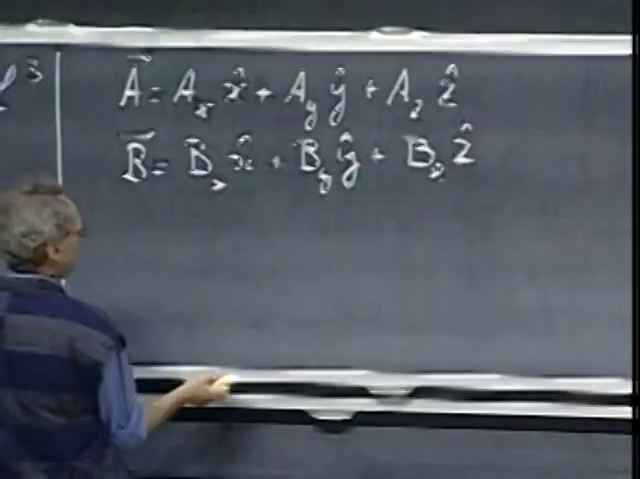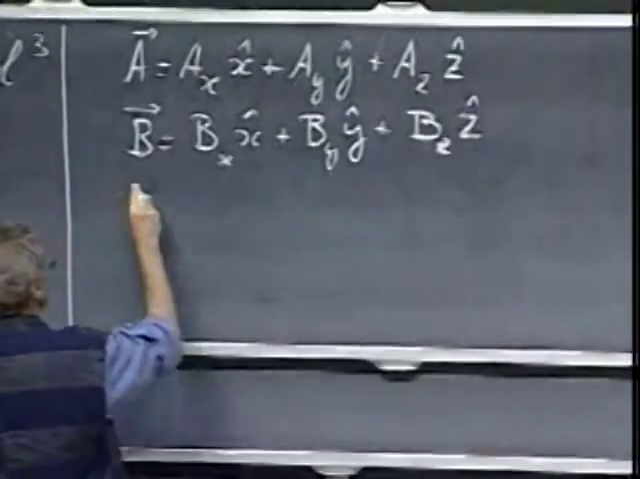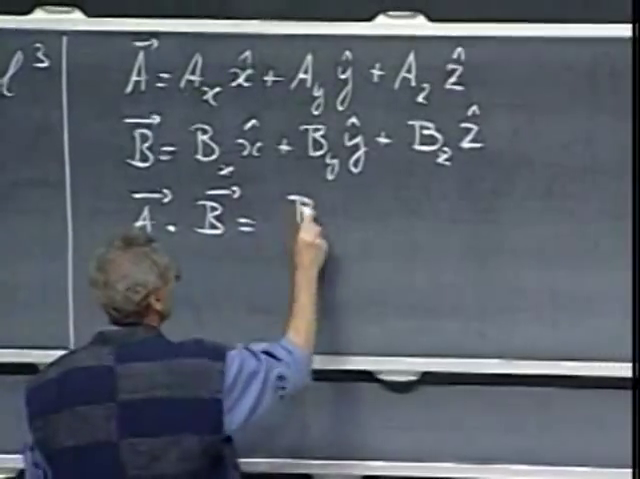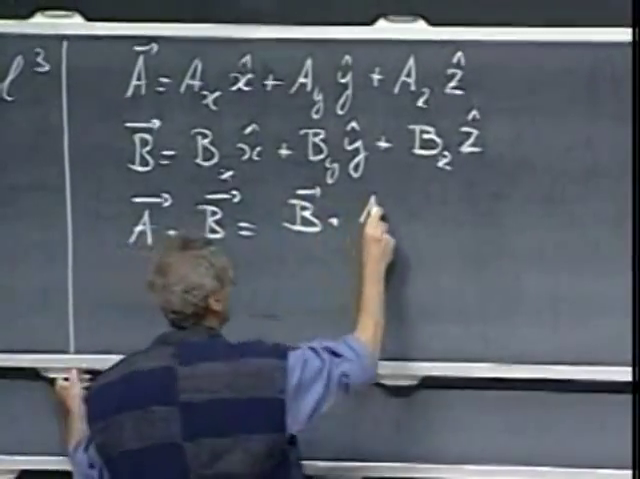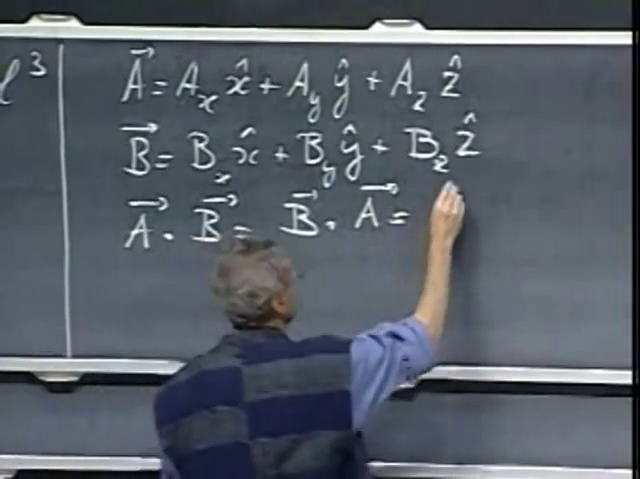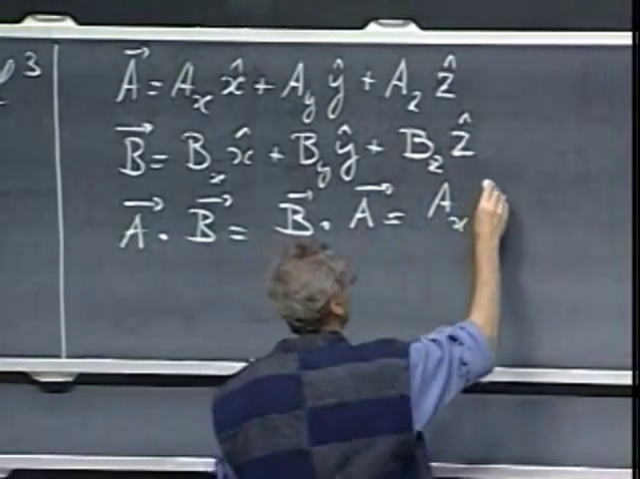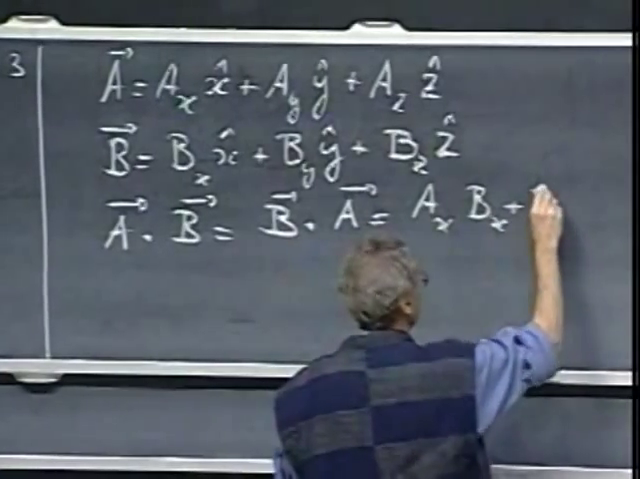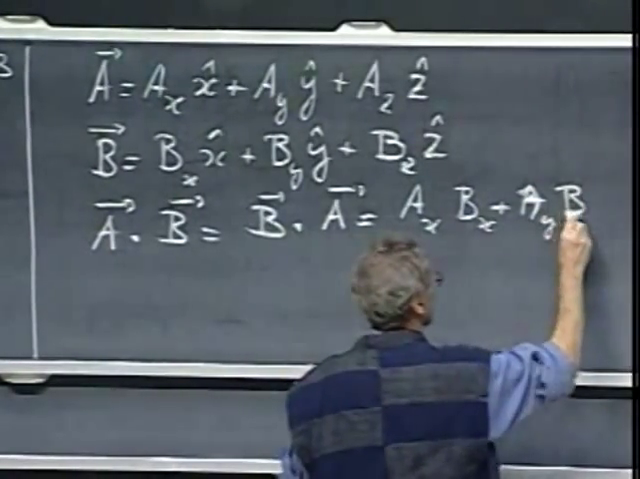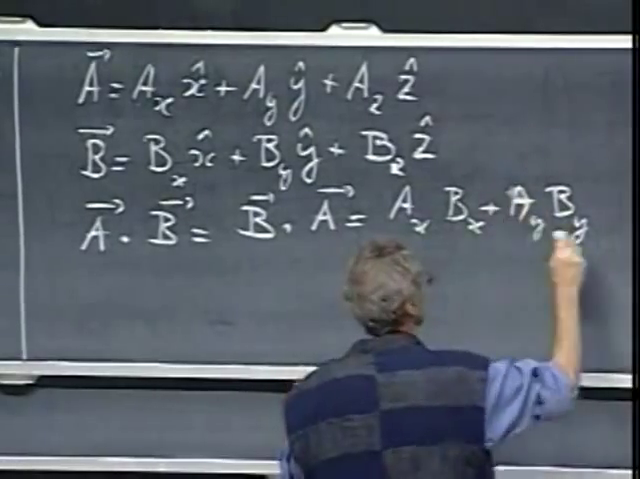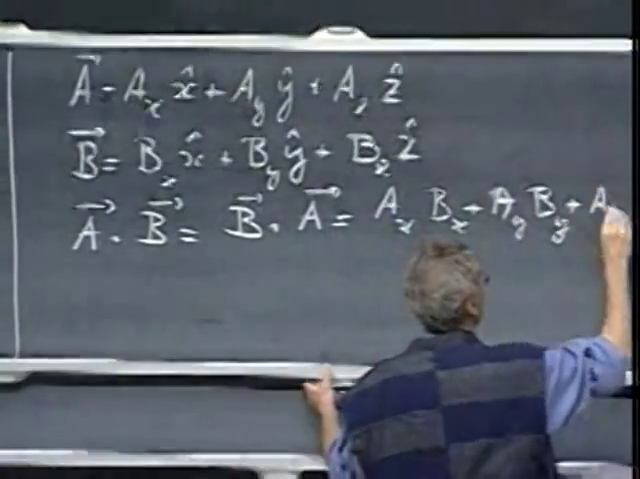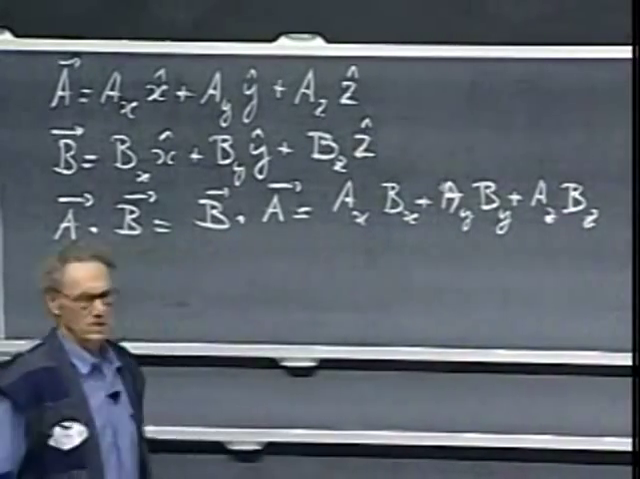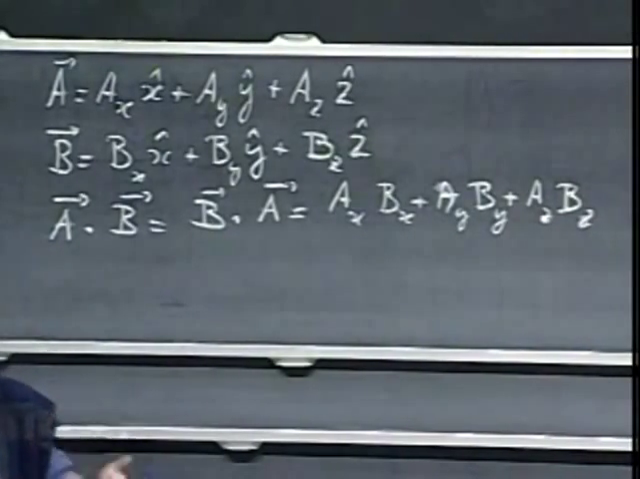Now the dot product, A dot B, also called the scalar product, is the same as B dot A, and it is defined as AX BX plus AY BY plus AZ BZ. It is a number. It is a scalar. It is a simple number.